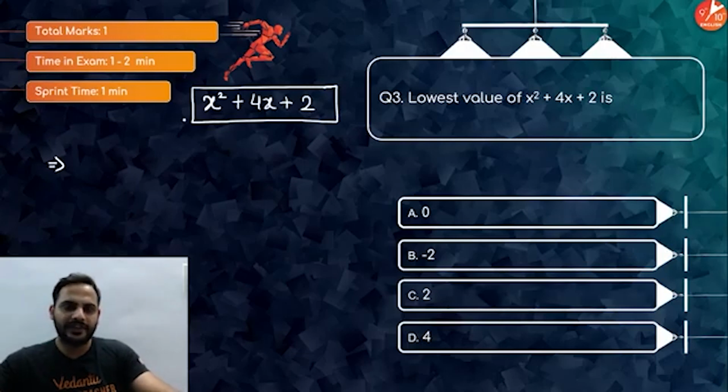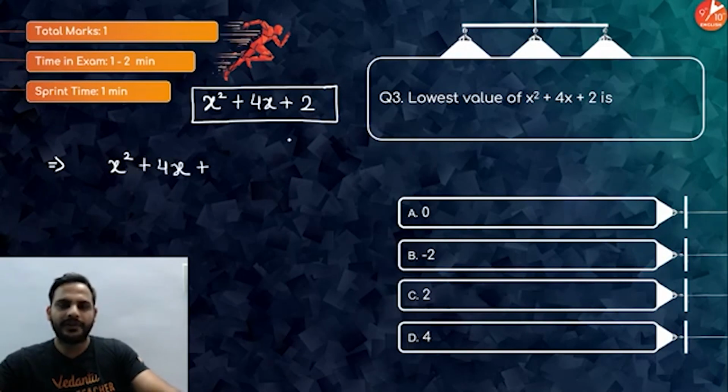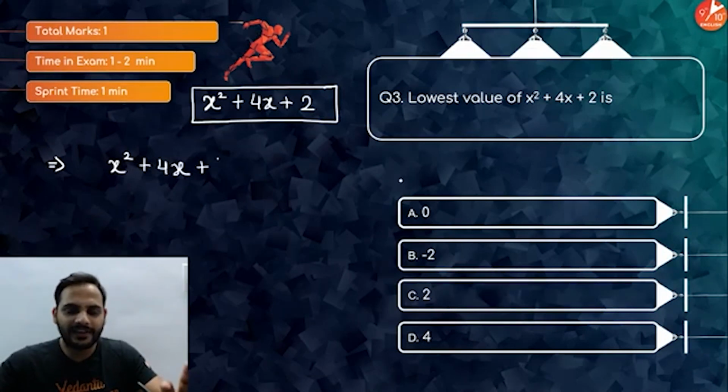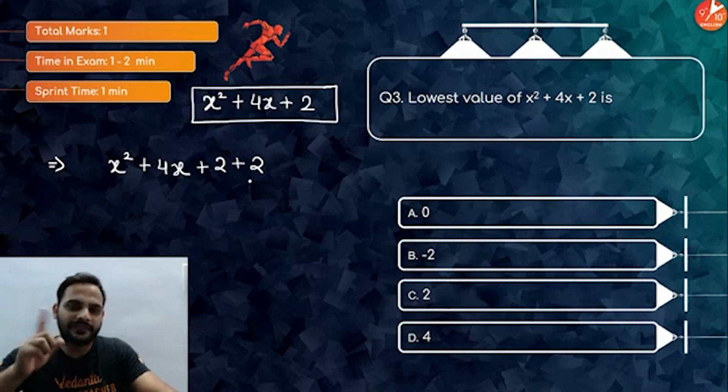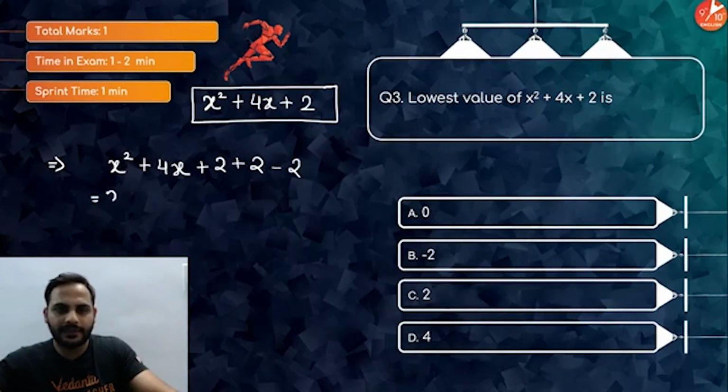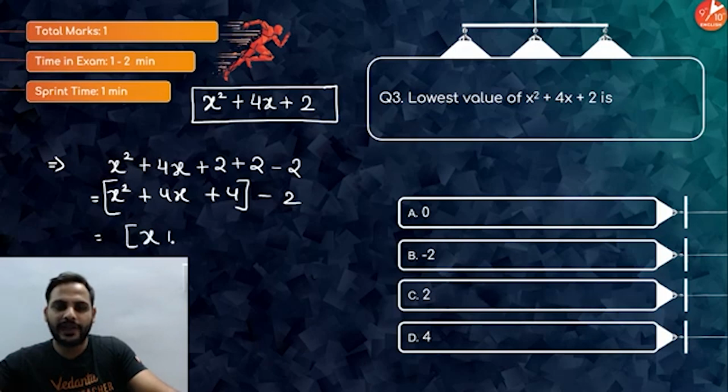So if I want to make it a perfect square, x square is already here, 4x is already here. Instead of 2, if I get 4, I can say it is x square plus 2 into x into 2 plus 2 square. So to get 4, 2 is already here, so let's add 2. But if I only add 2, the equation will be unbalanced, so I'll subtract 2 as well so that it is balanced. So it has become x square plus 4x plus 4 minus 2. Now x square plus 4x plus 4 will be equal to x plus 2 whole square minus 2.